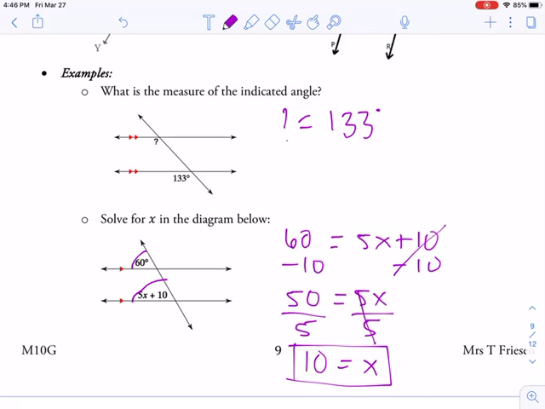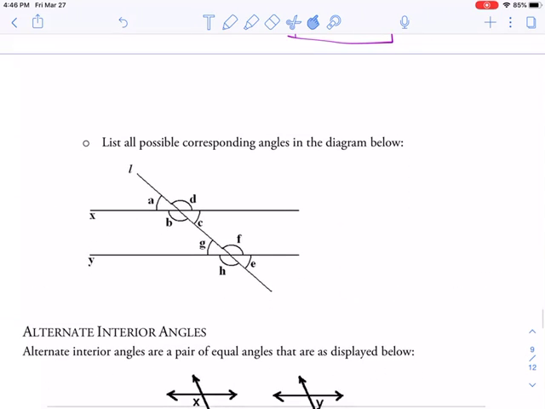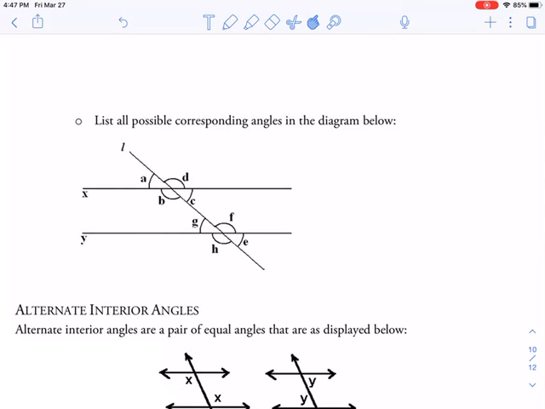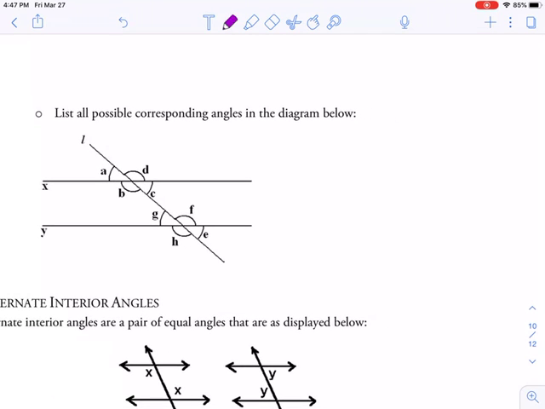So there we go. Okay, so then moving on, the last thing I have asked us to do here is list all possible corresponding angles in this diagram. So I'm going to do some color coding here so that if you want to look back on this lesson, it's easy for you to do so. Okay, so I'm going to start here with A. I can see that A is in the top left corner of the intersection, and G is in the top left corner of this other intersection, right? So angle A and angle G are a corresponding angle pair, okay?